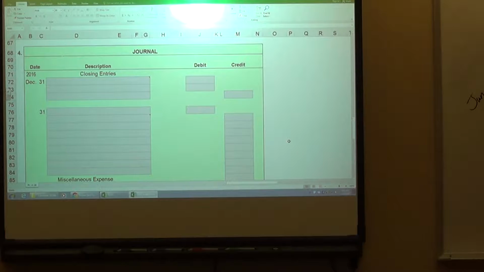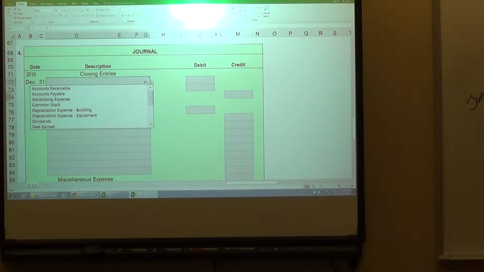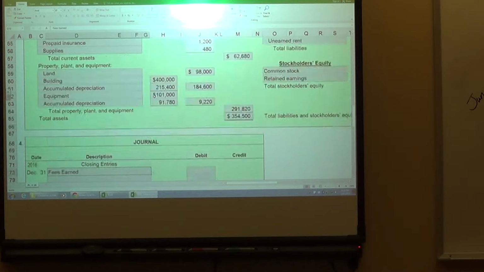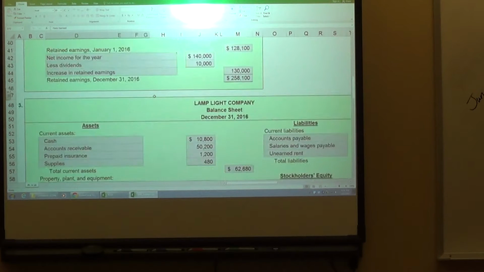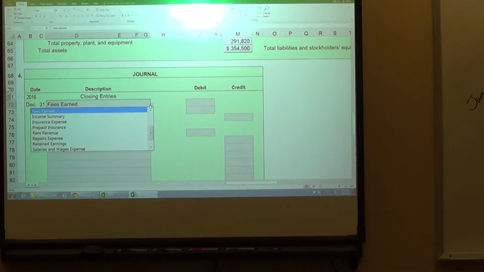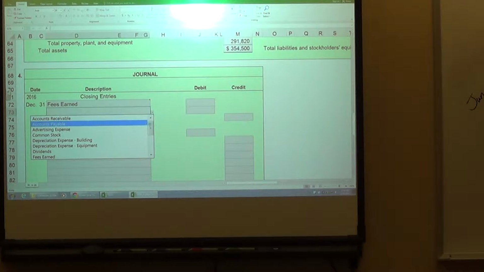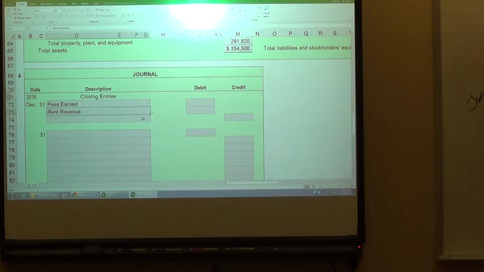So let's take a look at that. The retained earnings is the net income, so everything in there needs to be removed. First things first, I need a debit. The first one was fees earned, right? I guess we're going with fees earned. This should be the same account as revenue, but for some reason it's different here. And then we're going to close that out to income summary.